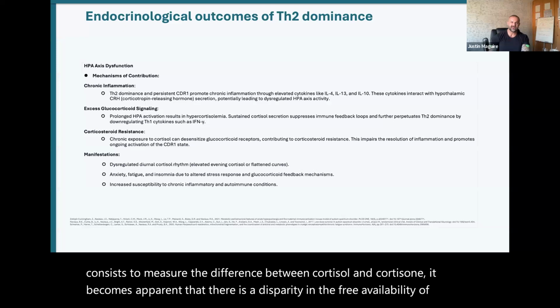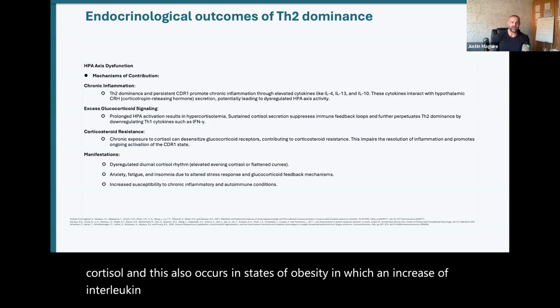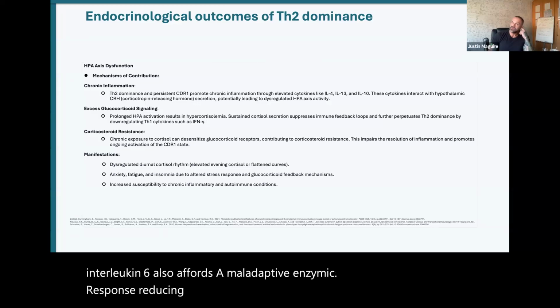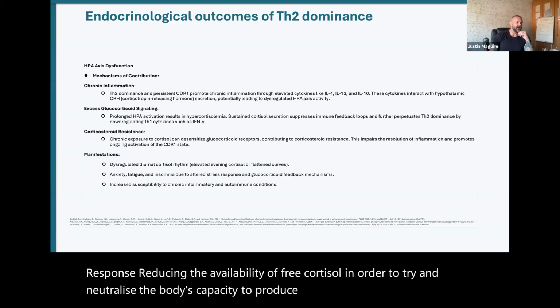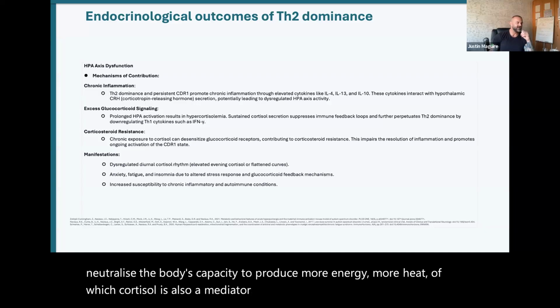And this also occurs in states of obesity, in which an increase of interleukin-6 also forwards a maladaptive enzymic response, reducing the availability of free cortisol in order to try and neutralize the body's capacity to produce more energy, more heat, of which cortisol is also a mediator in the release of initial anaerobic glycolytic processes.